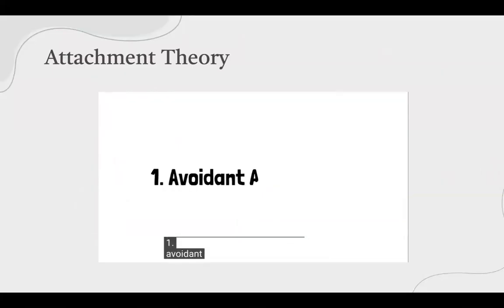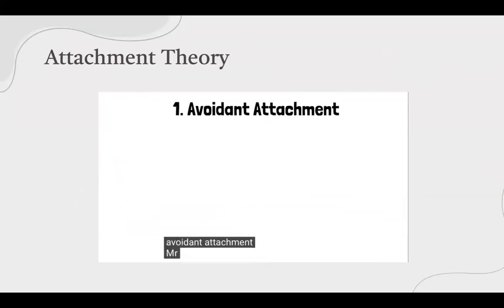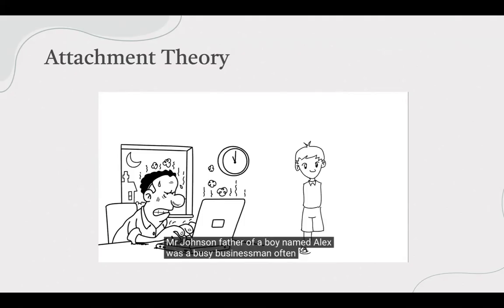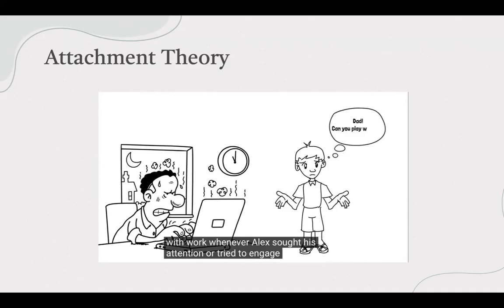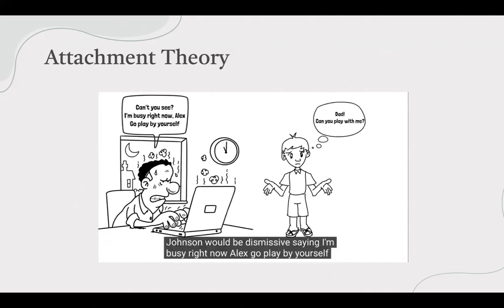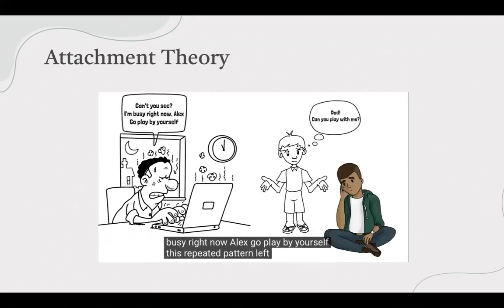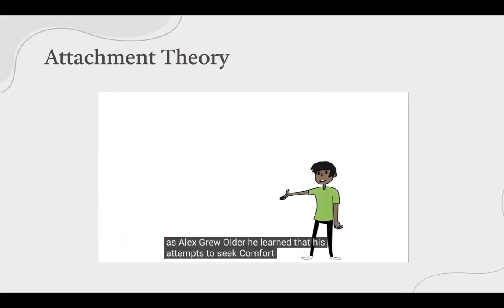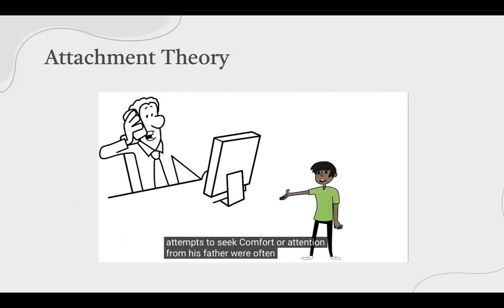1. Avoidant attachment. Mr. Johnson, father of a boy named Alex, was a busy businessman, often preoccupied with work. Whenever Alex sought his attention or tried to engage in play, Mr. Johnson would be dismissive, saying, "I'm busy right now, Alex. Go play by yourself." This repeated pattern left Alex feeling neglected and ignored. As Alex grew older, he learned that his attempts to seek comfort or attention from his father were often met with a lack of responsiveness.